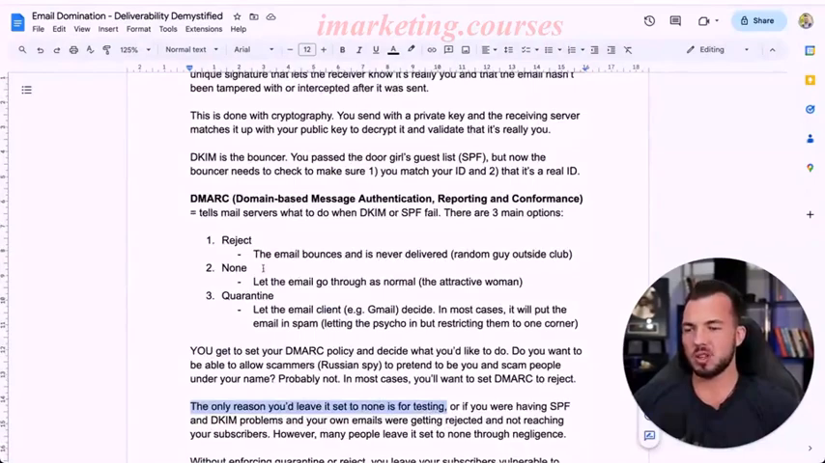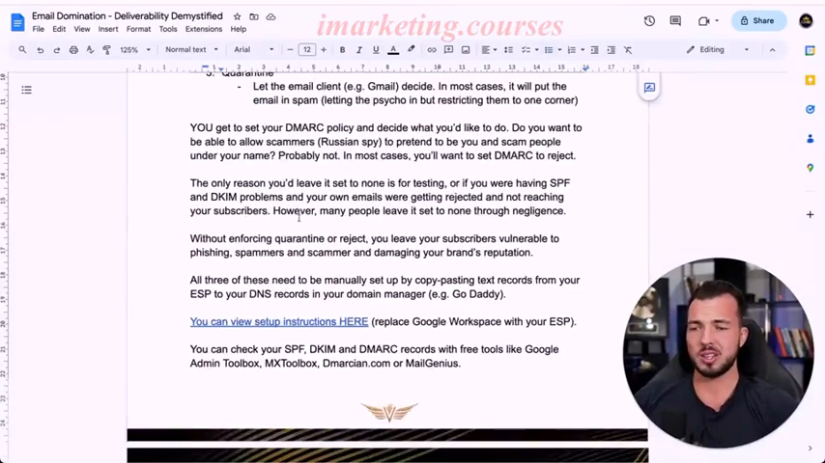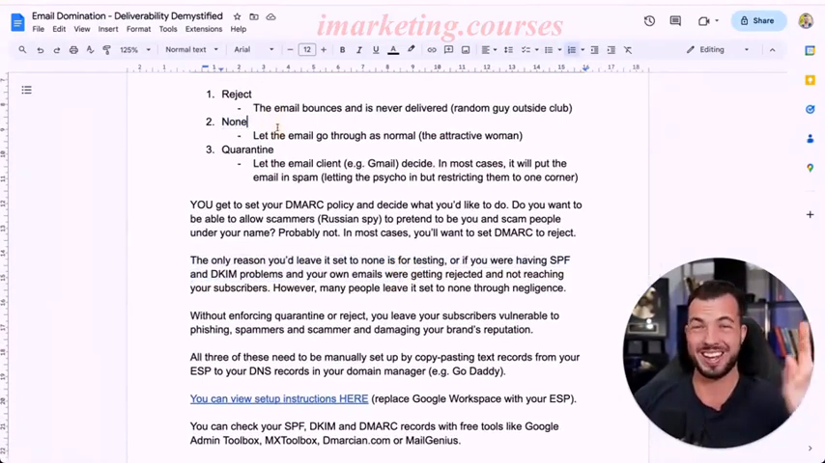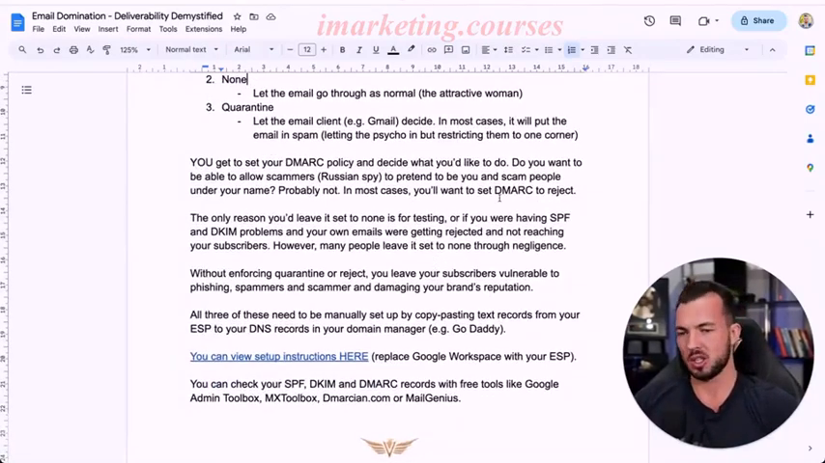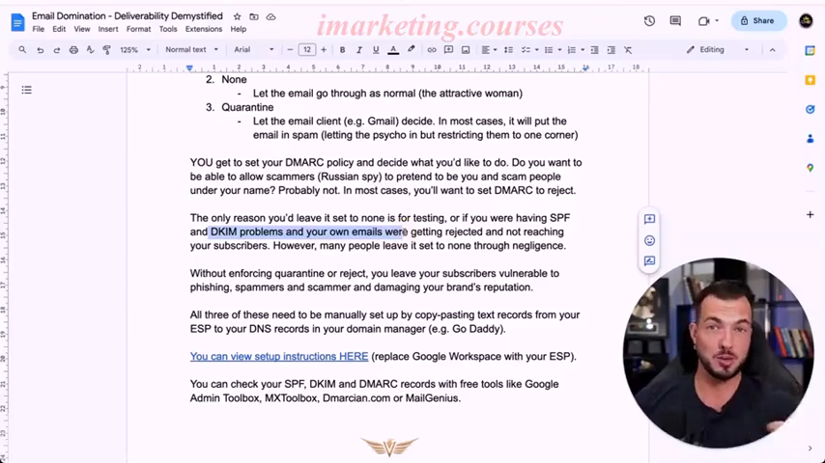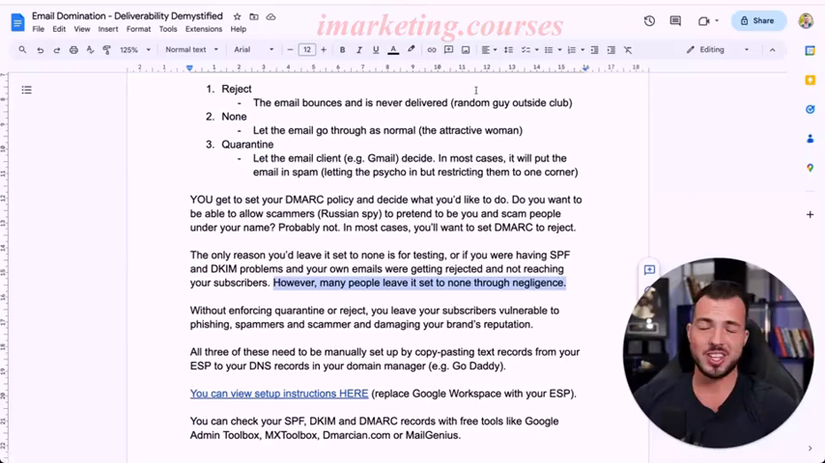So you might be thinking, why does this option even exist? What is even the point? Why would anyone even let it? The answer is really negligence. The only legit reason you'd have to leave it on none, or accept all, is for testing purposes, just to test that DMARC is set up and actually working correctly. Or maybe if you were having SPF and DKIM problems and even your own emails were getting rejected from your actual subscribers, going to spam or getting bounced, then maybe you could change the DMARC. But really you're better off just fixing your own SPF, fixing your own DKIM, and then you'll be fine.